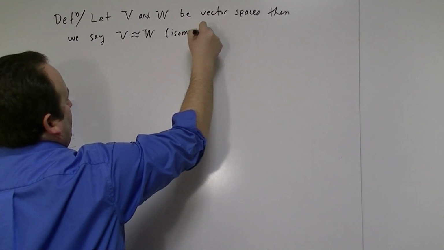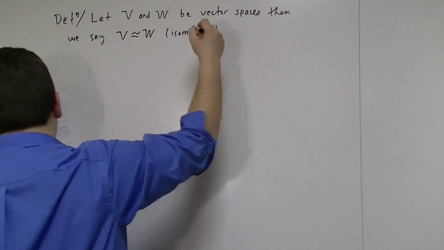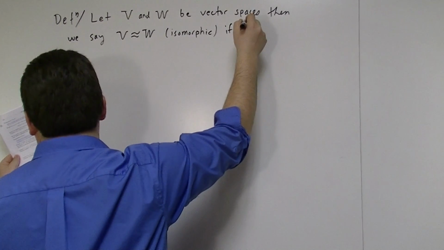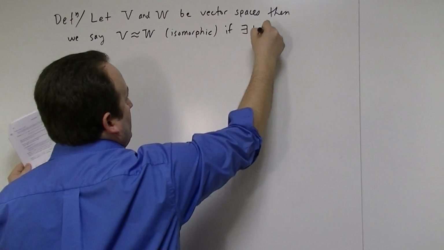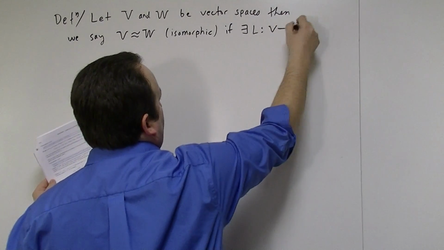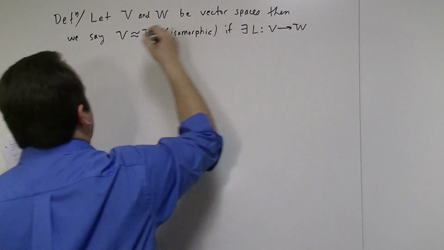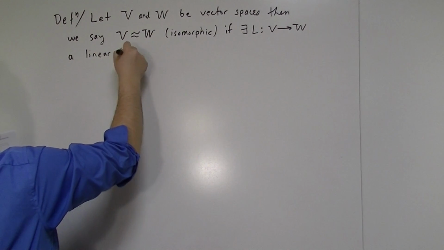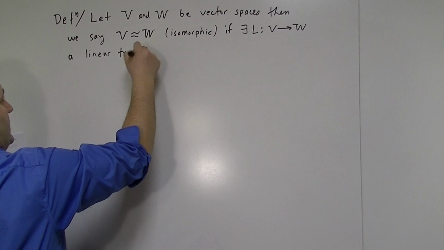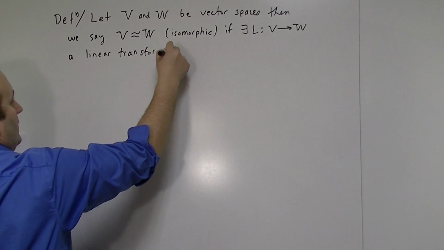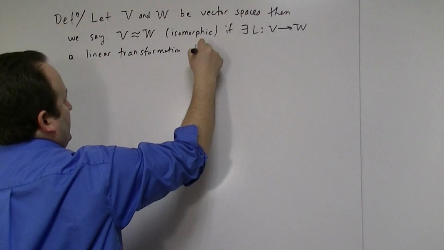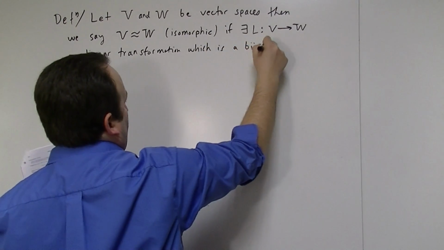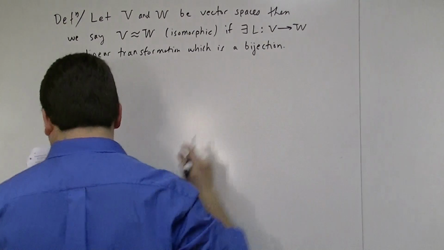So what does it take for V and W to be isomorphic? If there exists some linear transformation L from V to W, again a linear transformation, which is a bijection.